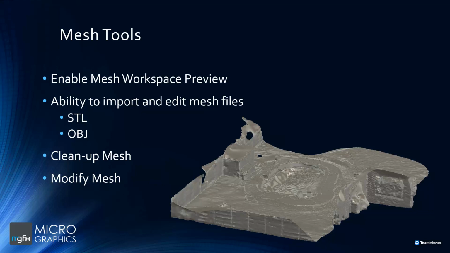It can be enabled in the Preferences window under the Preview sections within Fusion. Once enabled, this will allow you to import and edit STL and OBJ files. Both those files are mesh file formats, and some of the tools I'll cover in this presentation will allow you to clean up the mesh as a whole, while other tools will allow you to make more targeted modifications to the mesh.